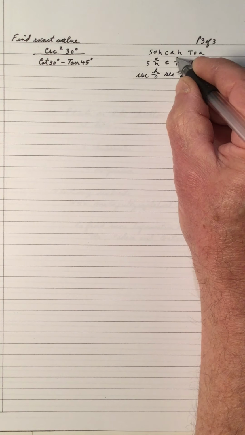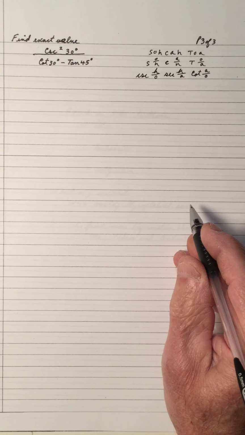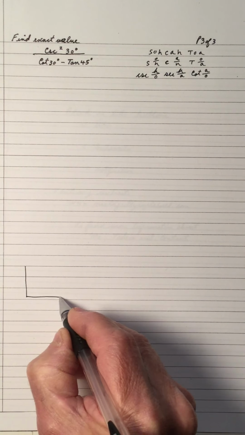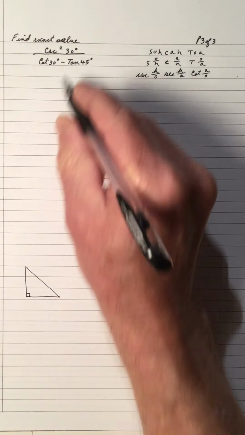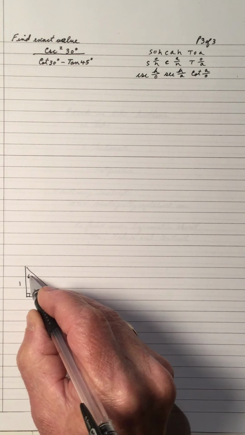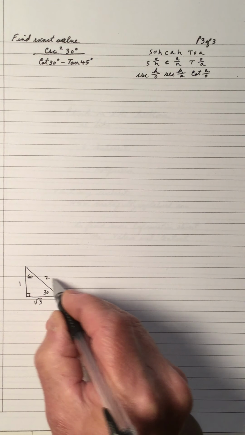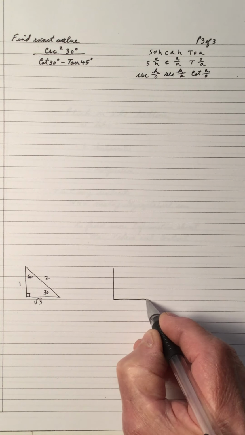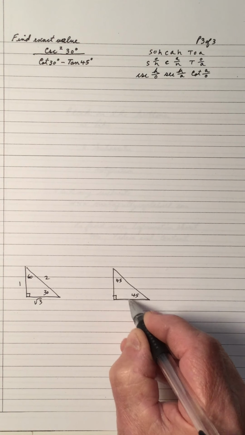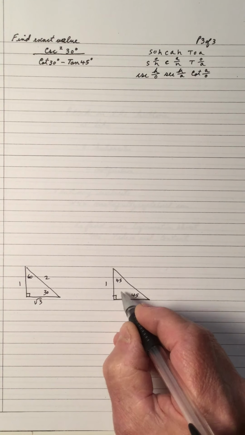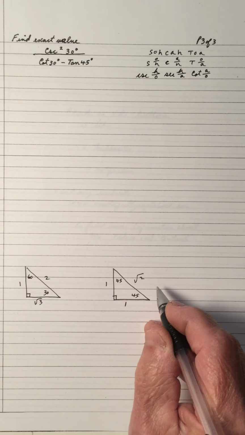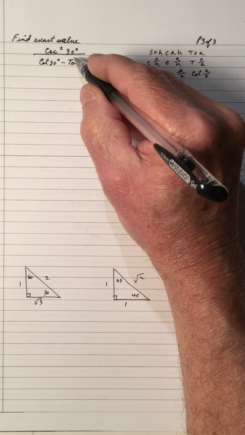Notice they're flipped around. And we need the special right triangles. We have 30, 60, 90 angles, so it's a 30 and a 60. Opposite 30 is 1, opposite 60 is root 3, opposite 90 is 2. And we have the 45 right triangle special. Two angles are equal, so both sides are 1 and 1, and the hypotenuse is root 2. Now, let's work these expressions out.